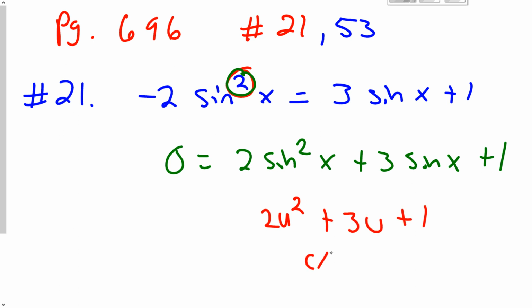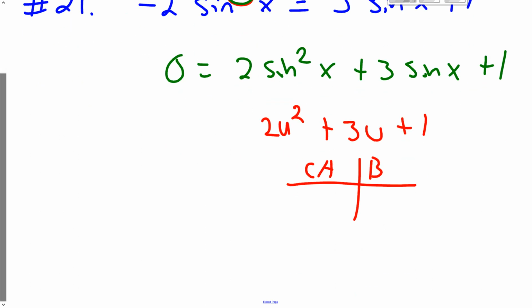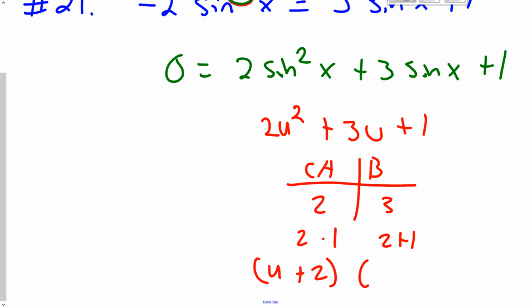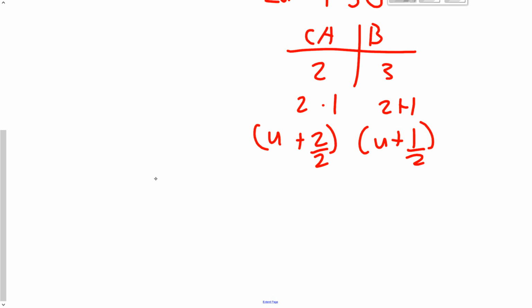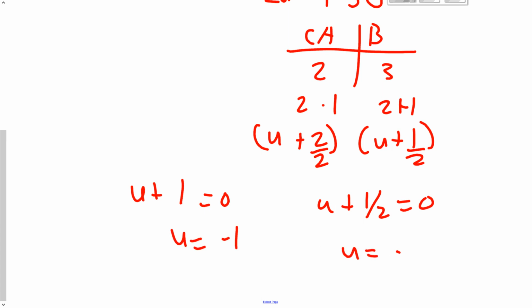Now I do have an a this time, so when I find my two numbers here, I need to divide those by my a. This is 2, this is 3, so that's 2 times 1, and 2 plus 1 is 3. So my numbers are u plus 2 times u plus 1, but now I have to divide by my a, which is 2. And so we have u plus 1 equals 0, and u plus 1/2 equals 0. So u equals -1, u equals -1/2.